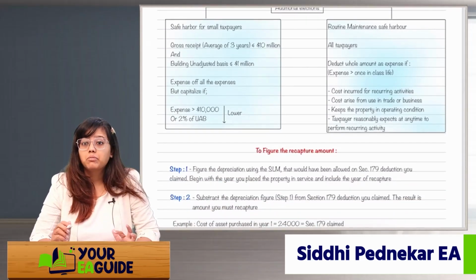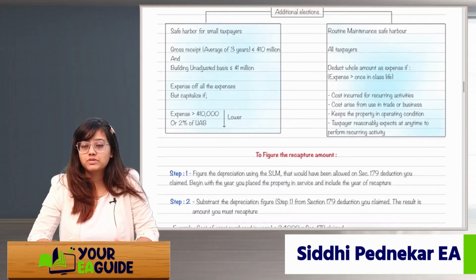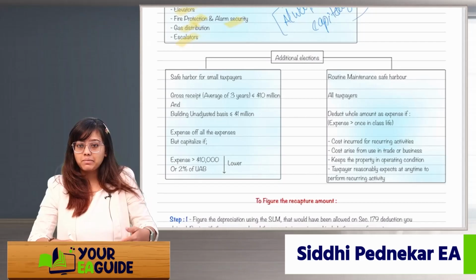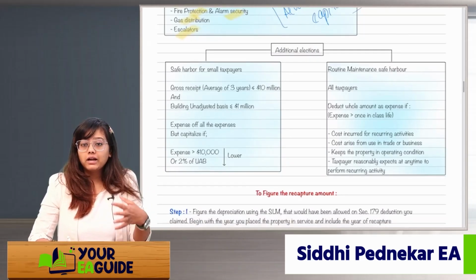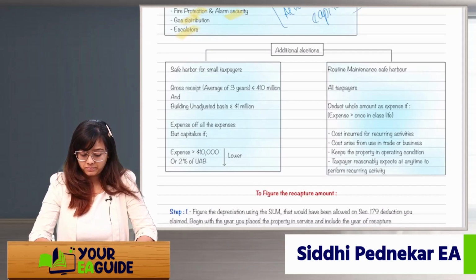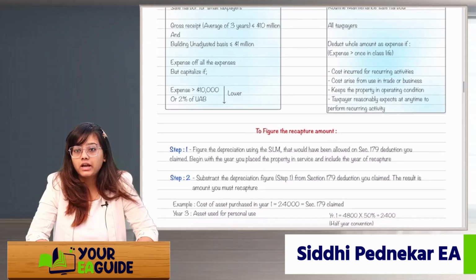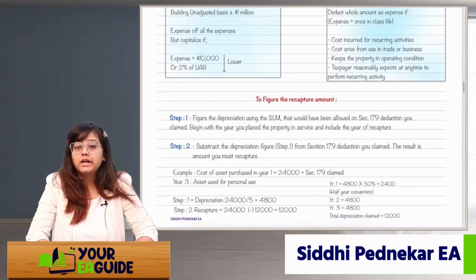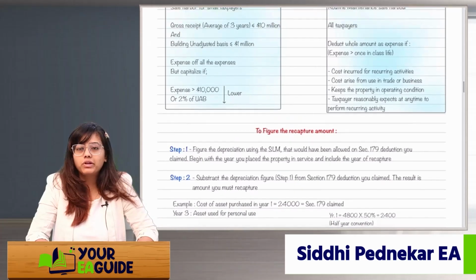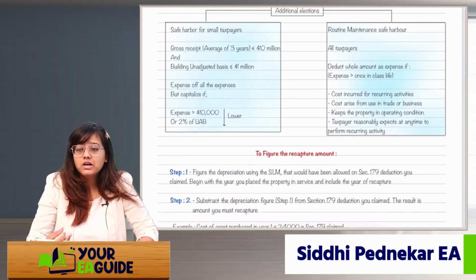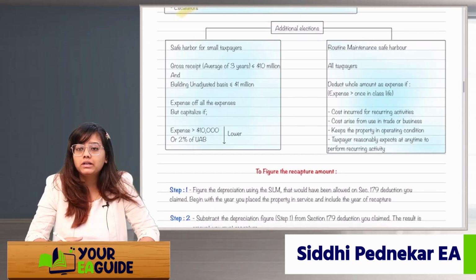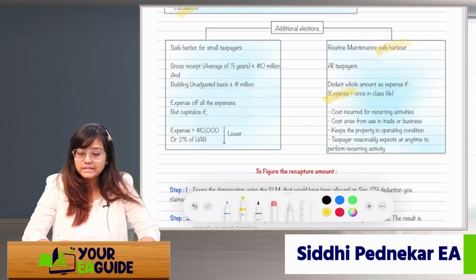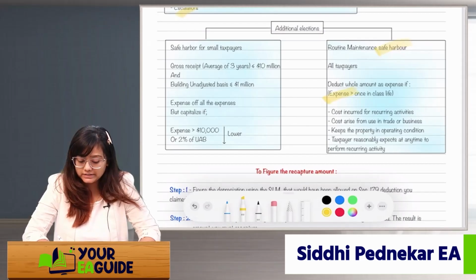This applies if it happens more than once in a class life. Class life means 5 years, 7 years, 15 years, whatever applies. If those types of expenses are recurring, repairs we need in order to operate the equipment, they will be considered an expense and will not be capitalized. If it's a cost incurred for recurring activities, arising from use in the trade or business, and it keeps the property in operating condition, and the taxpayer reasonably expects to perform the recurring activity, like repairs and maintenance or oiling machinery, just regular maintenance, it is considered routine maintenance safe harbor. In that case you will always expense it off, deducting the whole amount as an expense.